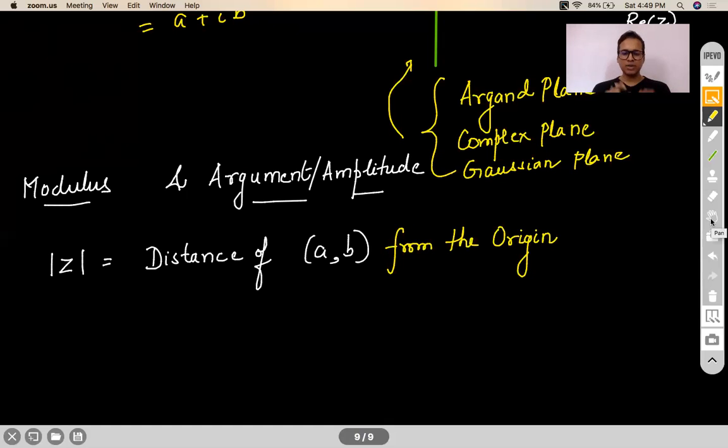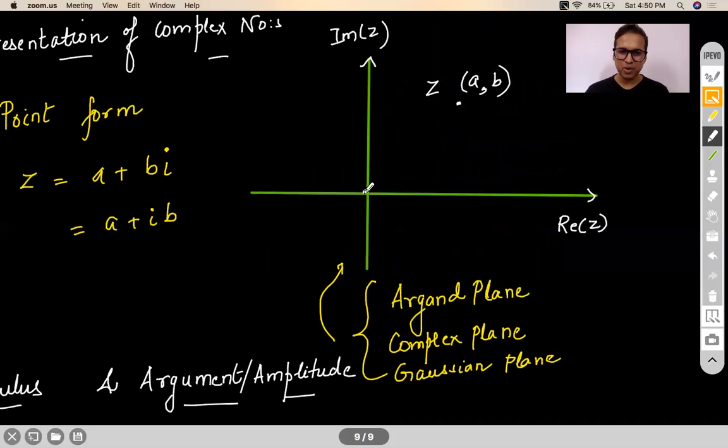Now we are going to use this concept very frequently and on a very large scale, so please understand this concept. It's very important. More importantly, what does it represent actually? If you see, this point is called the origin, and the distance of this complex number from the origin will be called mod z. So modulus of z basically represents the distance of that point (a, b) from the origin.